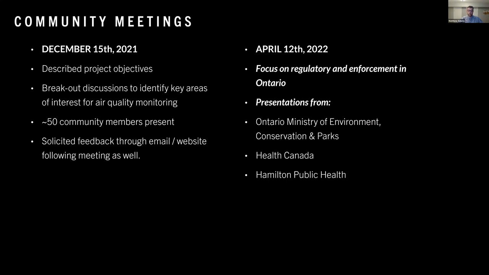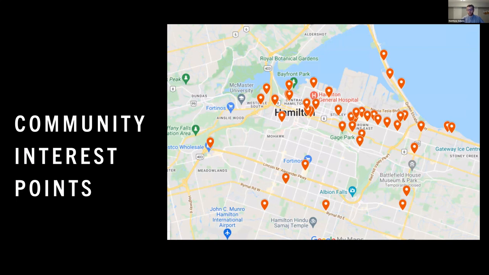And we took all of that information back with us, and we found about 50 different locations across the city of Hamilton by the time we aggregated all of the areas of concern and community points. So very helpful. We also had email and website material that you could send in those concerns. Followed that up with a meeting in April where people learned about regulatory and enforcement in Ontario. The Ministry of the Environment, Conservation, Parks, Health Canada, Hamilton Public Health really demonstrated the number of actors who are involved in the airshed.